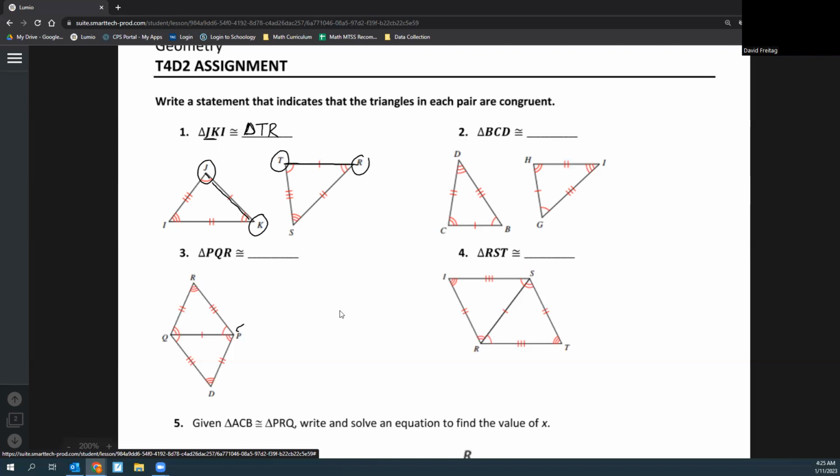But I'm not quite done yet. I know the last one has to be the third point, which is S. And so we verify RS is the same as KI because they're both double marks. And then ST is the same as IJ because they're triple marks.